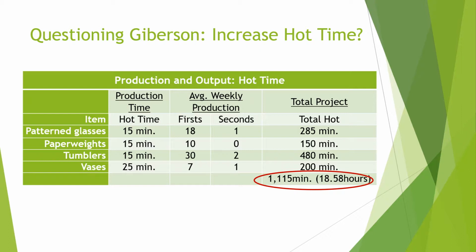Currently, Giberson spends 18.58 hours for hot time production, which includes using the glory hole and ovens. If daily production hours can be increased from the current 6 hours to 9.5 hours, an extra day can fit into the weekly schedule. Having an extra day of hot time will help Giberson's production by fulfilling his back orders and increasing his profits.